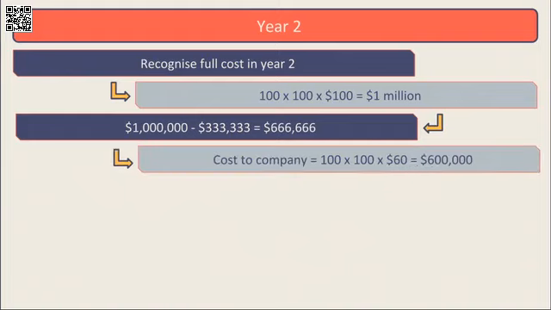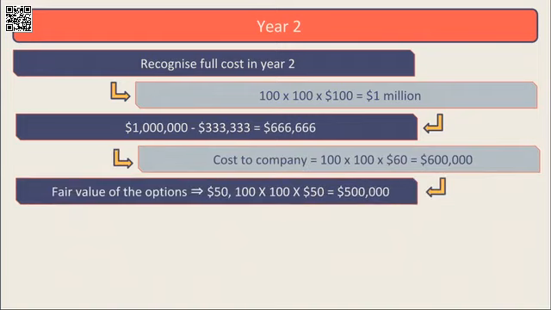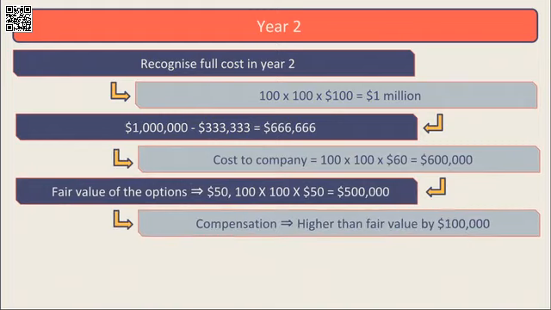Now, what about the compensation? It's $60 per share. So the cost to the company is 100 multiplied by 100 multiplied by $60 equals $600,000. When the scheme is cancelled, the fair value of the options is $50. And we now calculate their value. 100 multiplied by 100 multiplied by $50 equals $500,000. The compensation figure is higher than the fair value by $100,000.